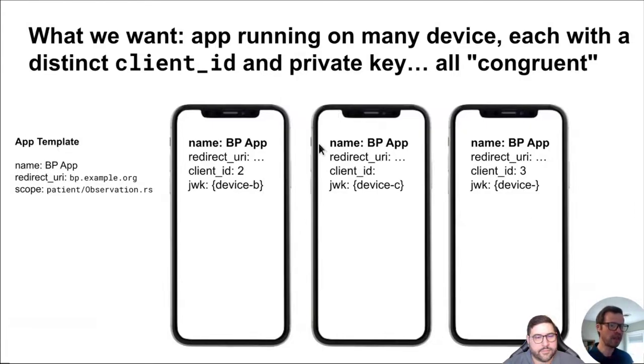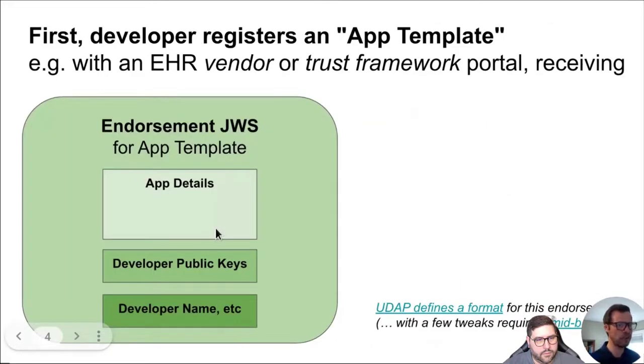But all these apps are following the same template. So they all have the same app name, and they're definitely going to have the same redirect URL, and they'll be eligible for the same scopes, and so on. And so this is a vision that we'd like to work towards, where the app developer can register that template once and have all these details confirmed and reviewed. And maybe even publicly published. But then when they go to register an app on each device, it can be bound to its own keys. That's what we want to get to.